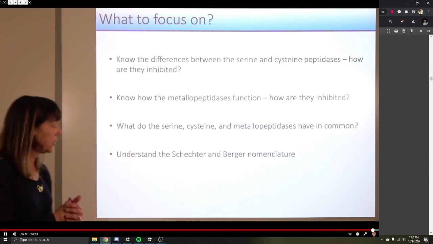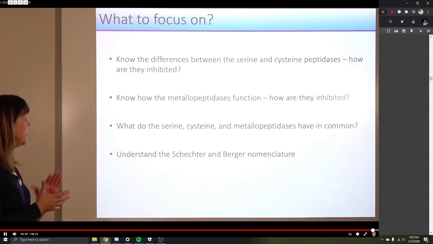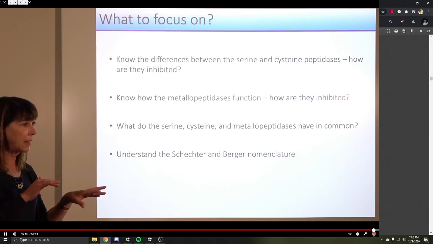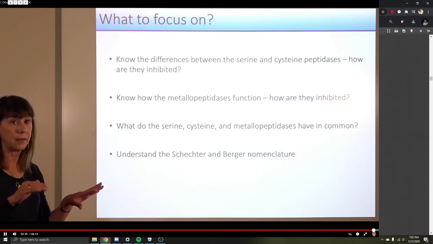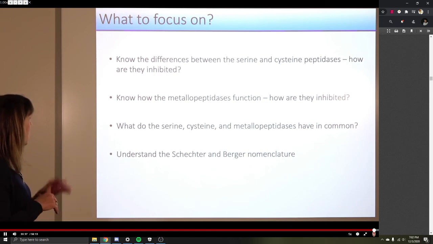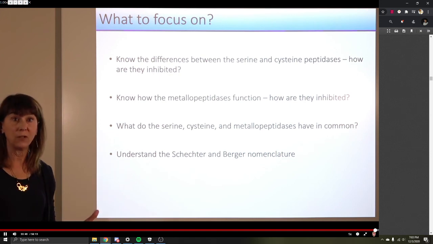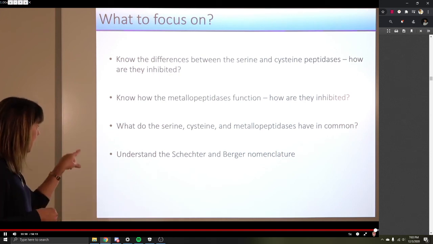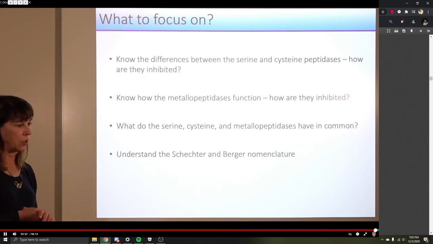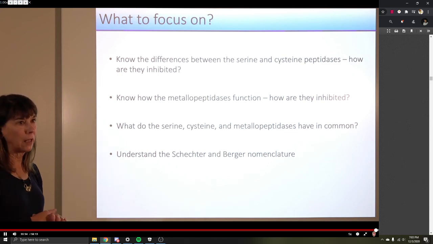And finally, what to focus on. Know the difference between serine and cysteine peptidases. One has a catalytic triad, the other has a dyad. Know how the metallopeptidases function, how they are inhibited, and what the serine, cysteine, and metallopeptidases have in common. They're all going through tetrahedral intermediates. And you need to understand the Schechter-Berger nomenclature, because we're going to talk about this again on the last day of class.